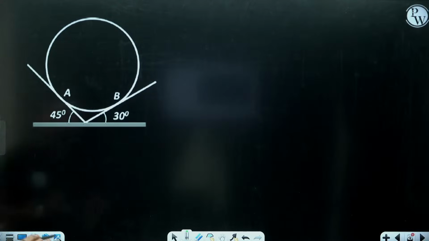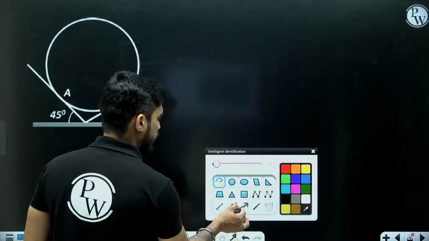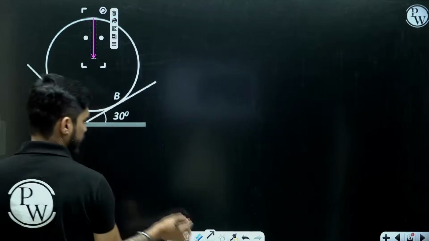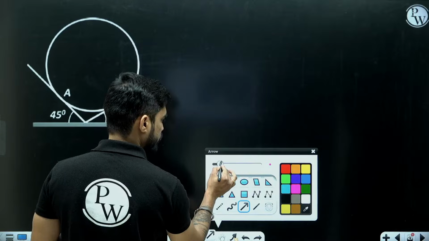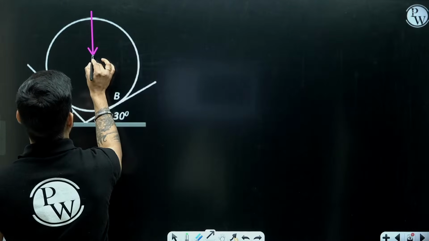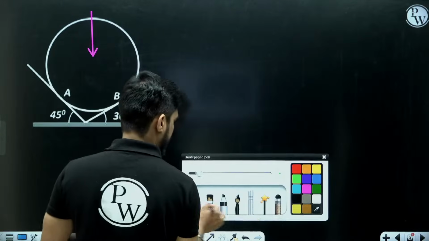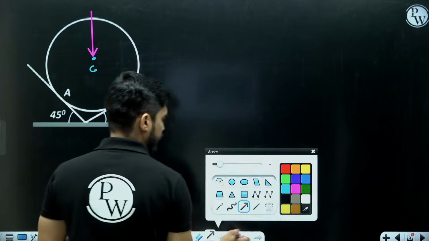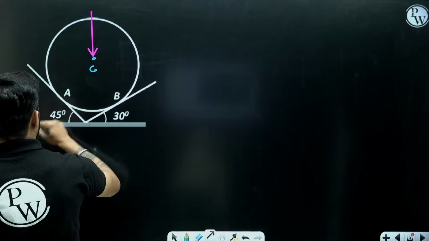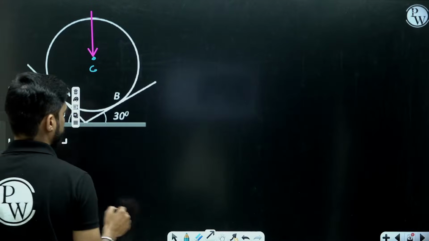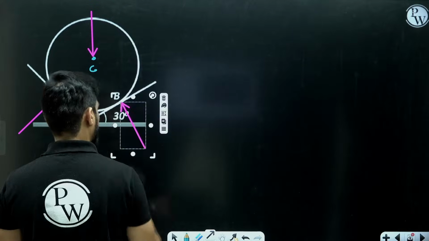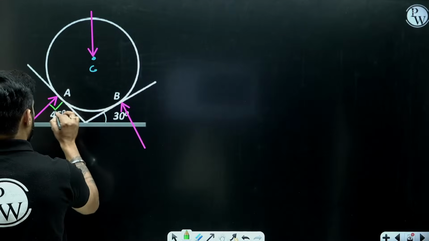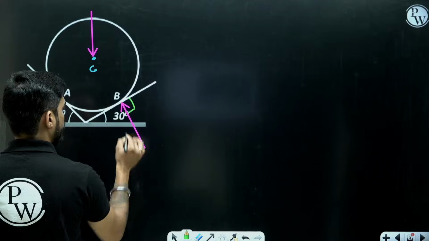So if I draw the free body diagram, I am going to get the weight acting at the center. Let's say that C is the center. Then there will be one force normal to this surface and one force normal to this surface. They will be normal to their surfaces. This will be 90 degree and this will be 90 degree.